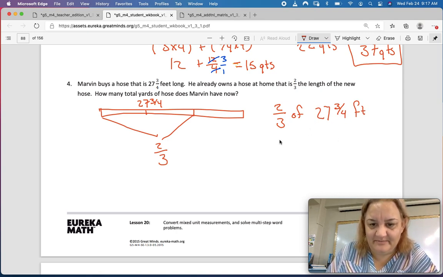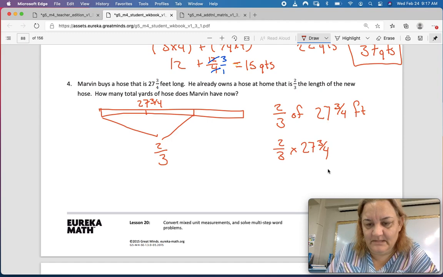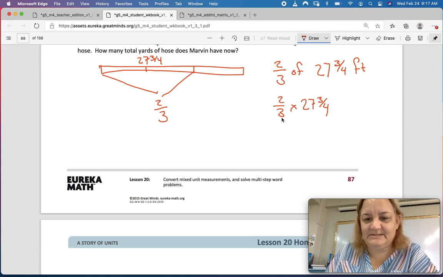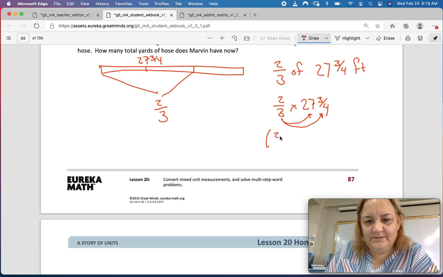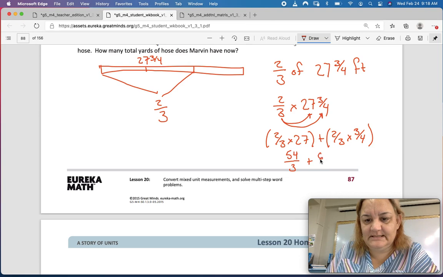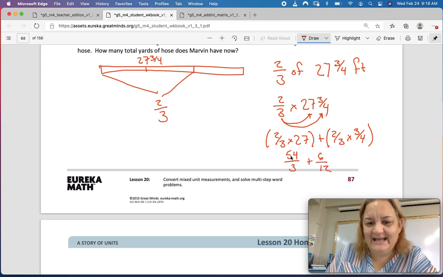Okay, let's find that out. So that's just a multiplication problem. 2/3 times 27 3/4. That is a lot of numbers. Would you like to use the distributive property on that? I think I would, because that's just going to get us gigantic numbers if we don't. So let's do this. 2/3 times 27 plus 2/3 times 3/4. And then we've got 27 times 2 is 54/3 plus 6/12. Okay, and can I simplify this already?